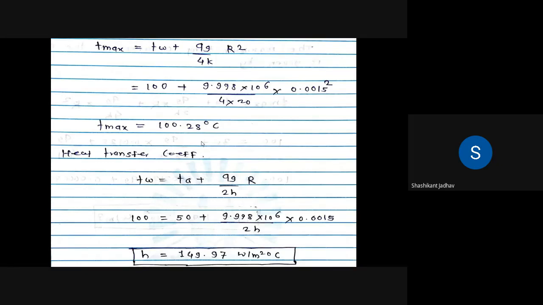H is equal to 149.97 watt per meter square degree Celsius.